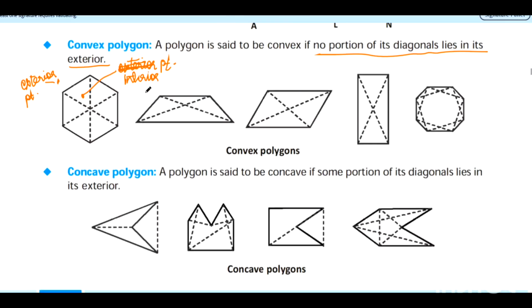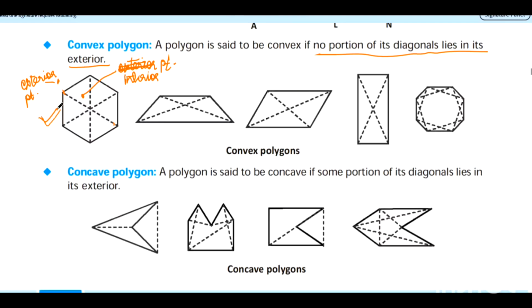Now I am drawing the diagonals, right? Diagonals are just joining the non-consecutive vertices. So when I am joining these corners, none of the diagonals is going outside the figure. Is any one going outside the figure? No, they are not going outside the closed figure, right? So they are convex polygons.